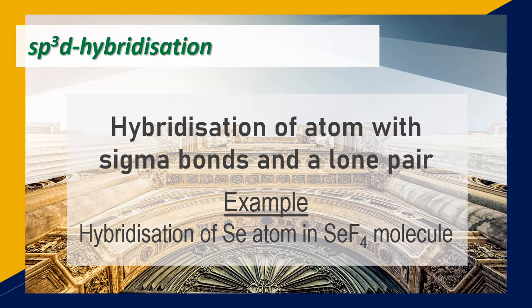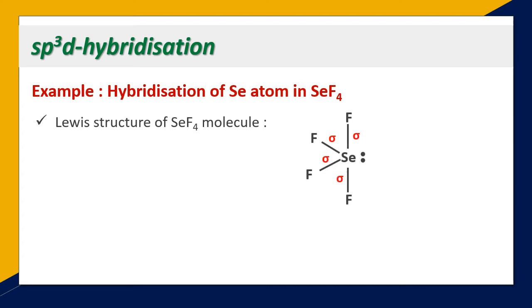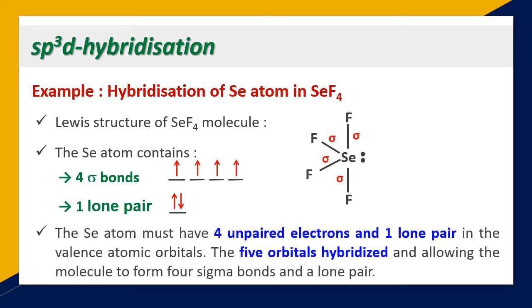Now, let's consider the hybridization of the selenium atom in selenium tetrafluoride. First, we need to draw the Lewis structure of the molecule. From the Lewis structure, we can see that the selenium atom contains 4 sigma bonds and 1 lone pair. The selenium atom must have 4 unpaired electrons and 1 lone pair in the valence atomic orbitals. The 5 orbitals hybridize, allowing the molecule to form 4 sigma bonds and a lone pair.